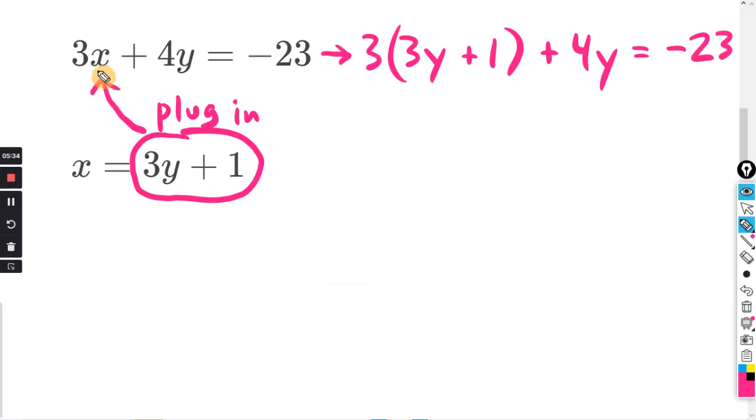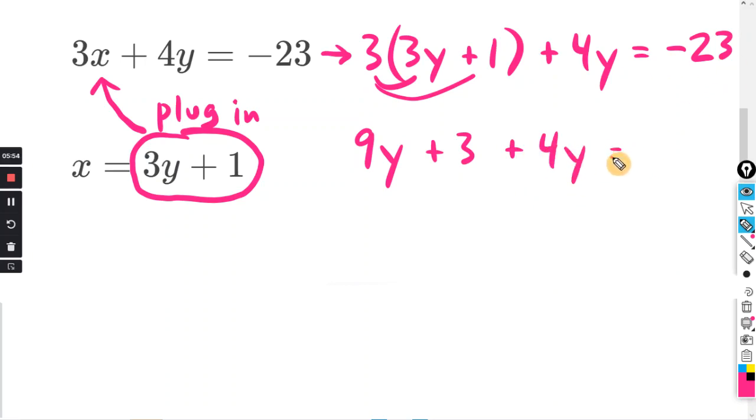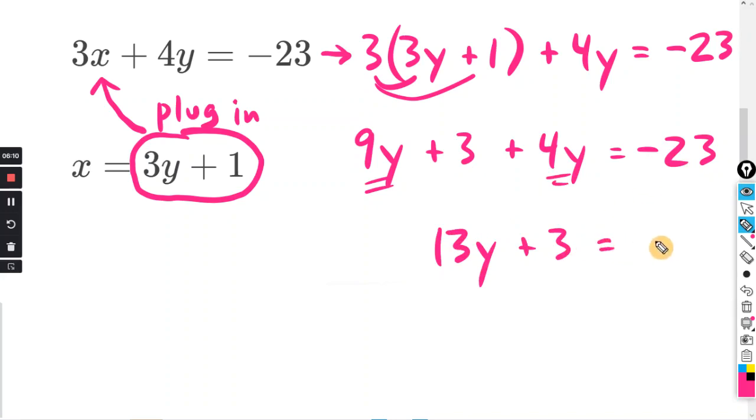Once again, see, we had 2 variables at first, but once we plug it in, now we only have 1 variable and we can solve. Distributing, 3 times 3y is going to be 9y. 3 times positive 1 is positive 3. Plus 4y equals negative 23. Combining like terms, 9y plus 4y is 13y. And we still have plus 3. And that equals negative 23.